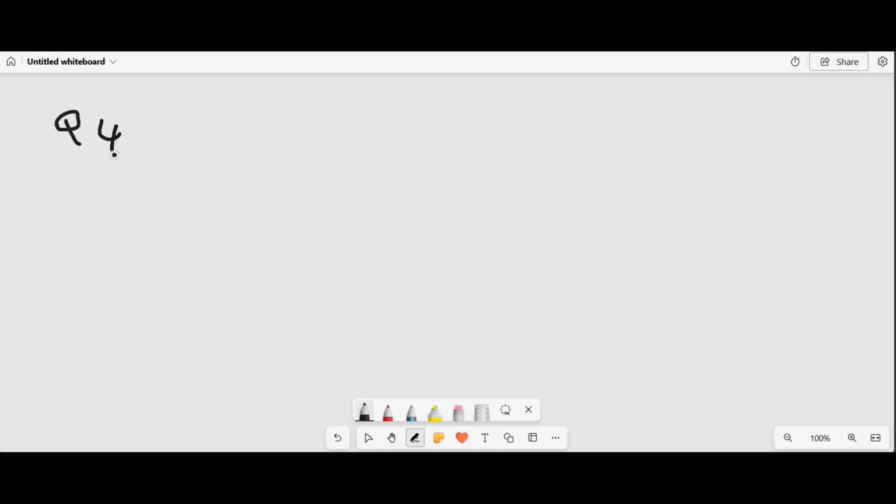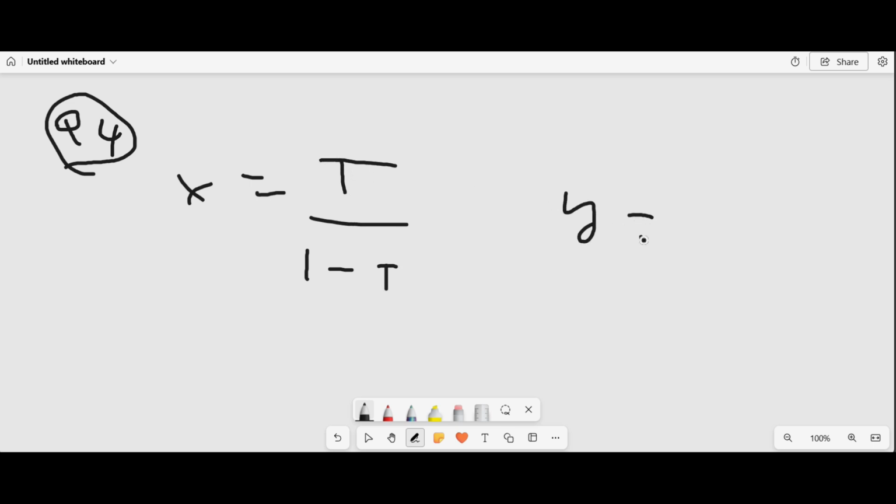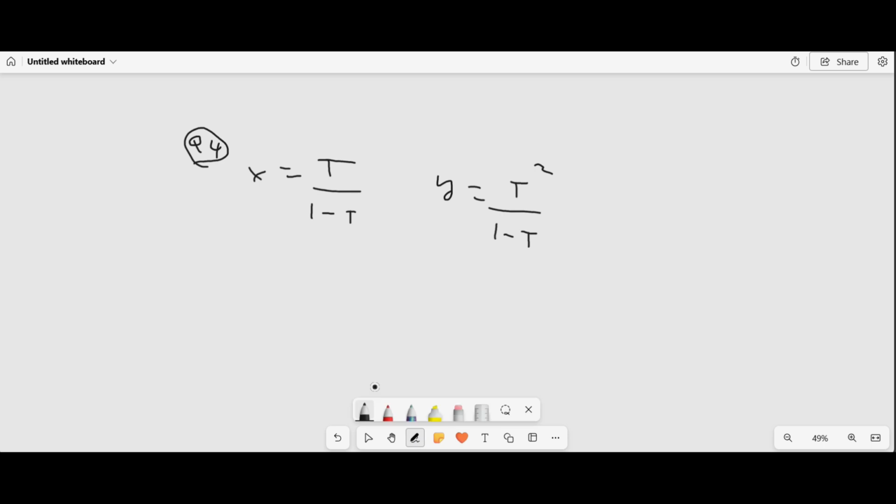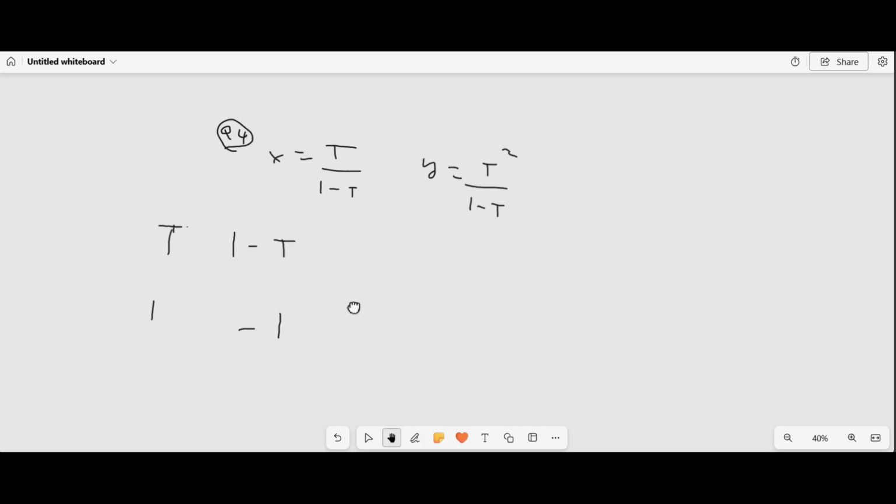Alright, question 4, yeah? Got x equal to t over 1 minus t. Then we got y is equal to t squared here over 1 minus t. Alright, safe. So obviously, yeah, quotient rule situation. So let's look at this one first here. So obviously, we got t as u, and we got 1 minus t as v, yeah? And obviously, differentiate both of these. T differentiated is 1, this differentiated is negative 1. And now just do quotient rule.